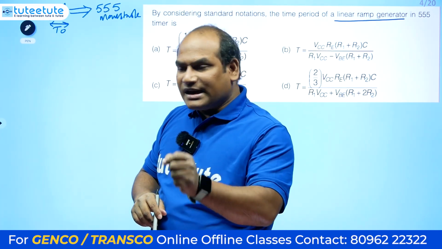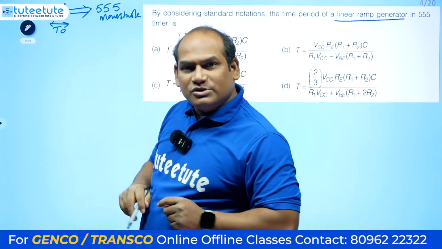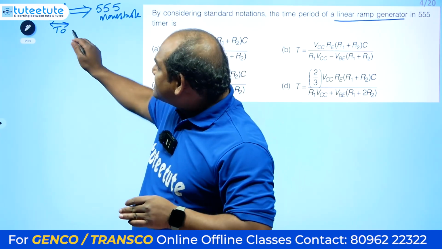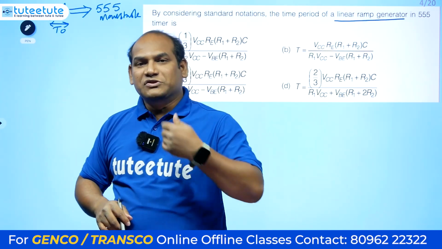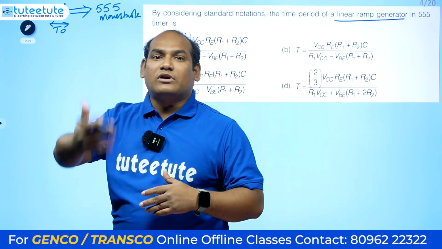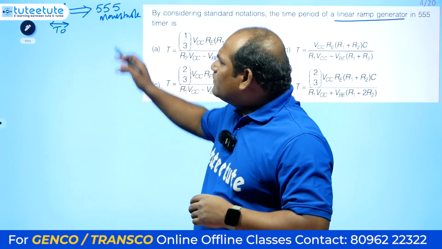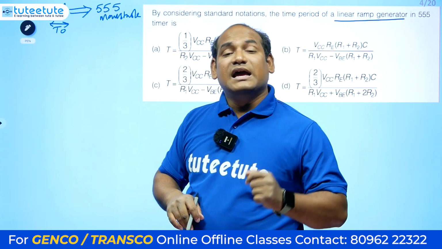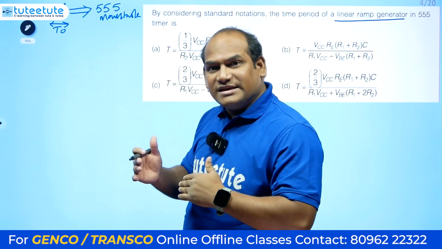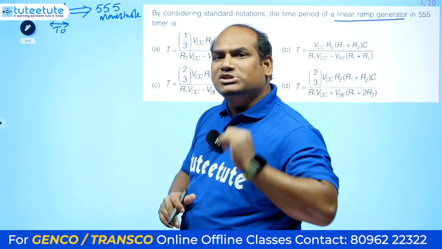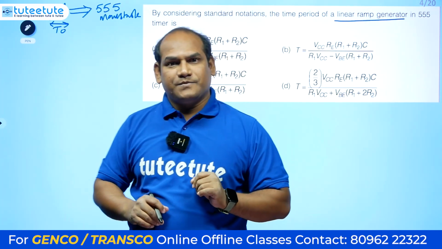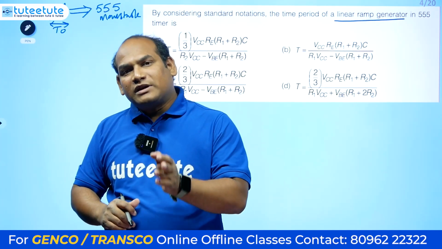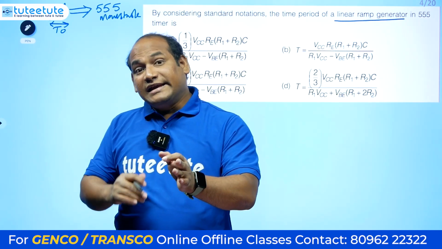If you give the trigger, then it will enter into quasi-stable state and stay for t0 seconds, and automatically it will come back to the stable state. When you give one more trigger, again one more ramp signal will be generated. How will we get this ramp? This ramp is linearly increasing. But actually if you see the monostable multivibrator operation, the capacitor charges exponentially.